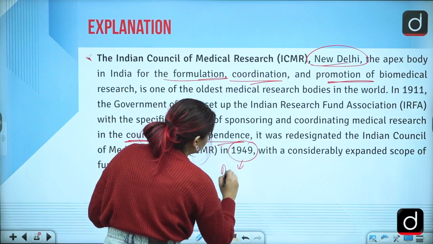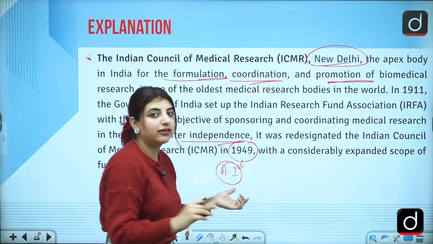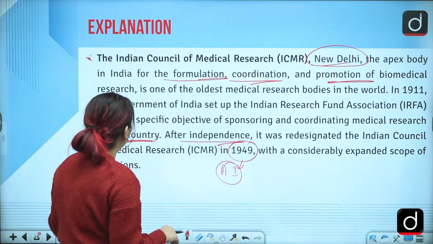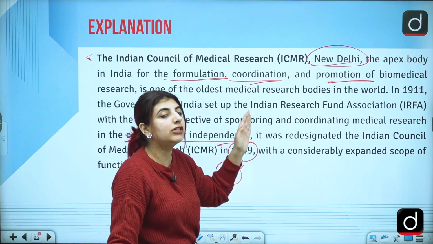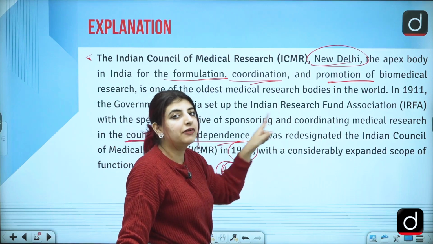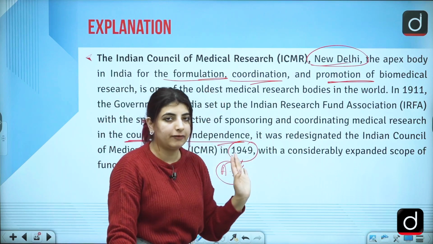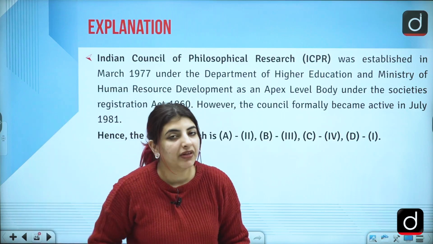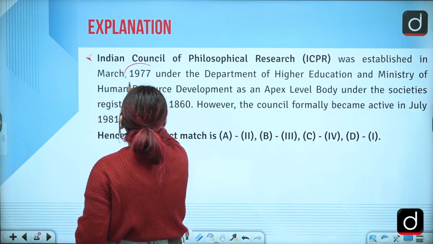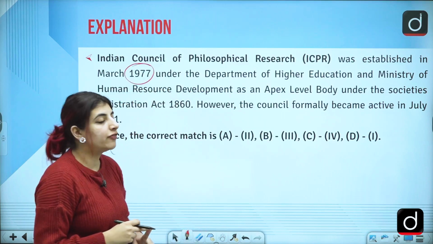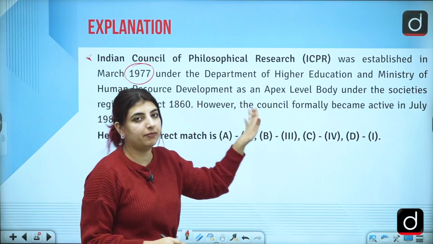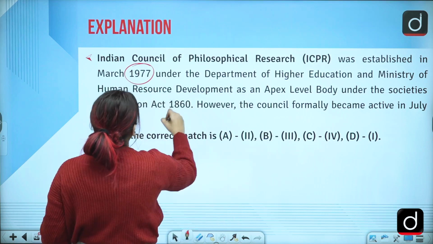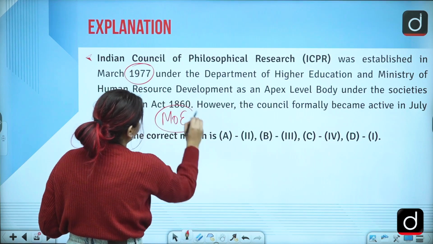So after independence, this is there, correct? AI here does not mean artificial intelligence, it just means after independence, with a considerably expanded scope of function. So first of all, the funding association was the Indian Research Fund Association, which after independence was replaced by ICMR, correct? Then we have Indian Council for Philosophical Research, ICPR, established in 1977 under the Department of Higher Education and Ministry of Human Resource Development. So Ministry of Human Resource Development is now known as MOE, that is Ministry of Education, correct?